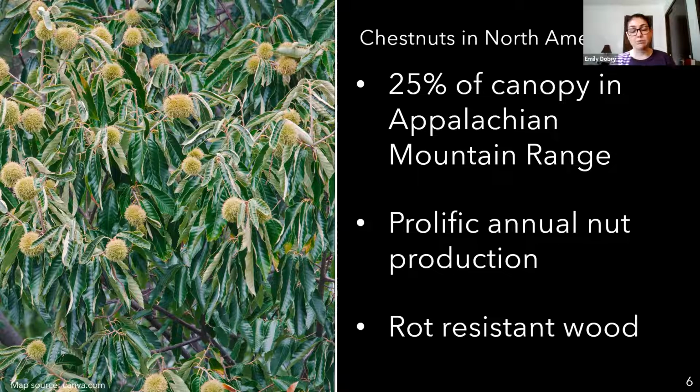Not only did they have this wonderful nut crop, but they also had rot-resistant wood, which was very valuable. You can still find it in some places as fencing. Tables are really sought after. It's stuck around, it doesn't rot. And it also supported a large tanning industry. But that was until the introduction of chestnut blight.